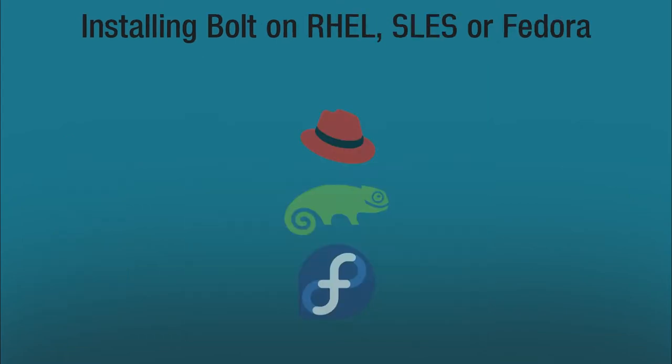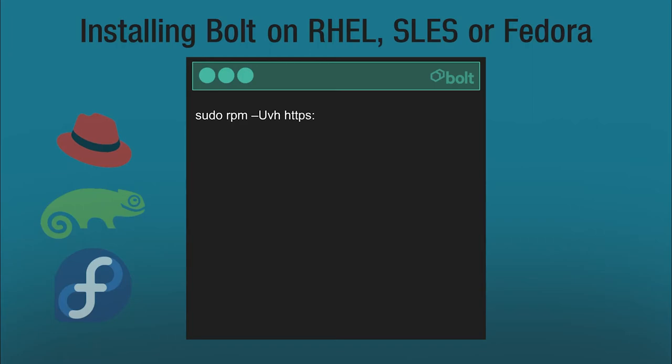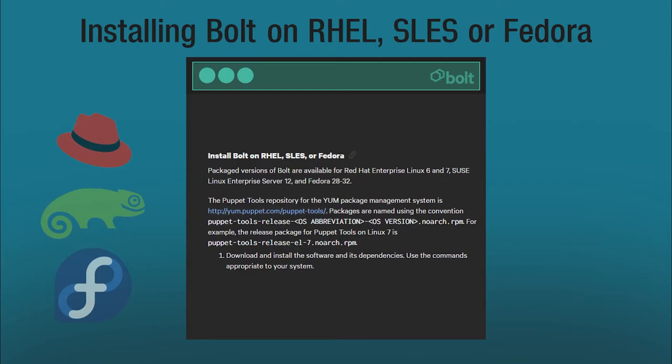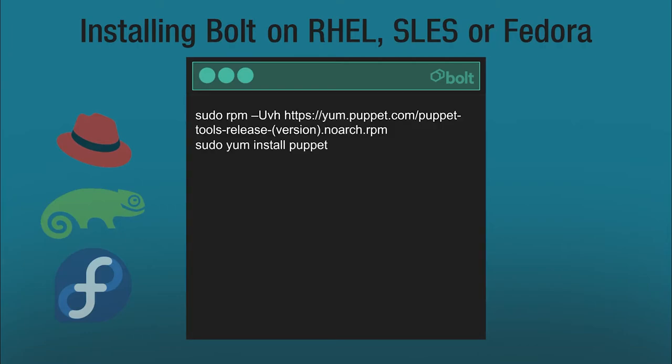For the remaining 3 Linux distributions, installation is pretty similar, yet slightly different per version. For all 3, we have to retrieve the download from the website first by using the rpm command to the right release. For the release, check the bolt installation webpage or our manual. To install for Red Hat, use the yum install command. For SLES, it's the zypper command, and for Fedora, use dnf install, all followed by puppet-bolt.